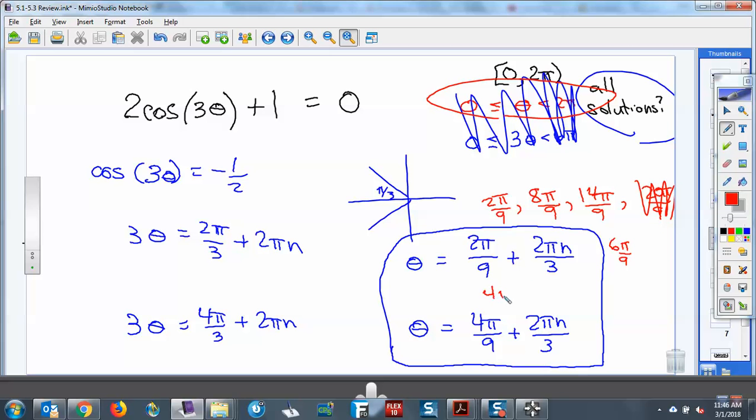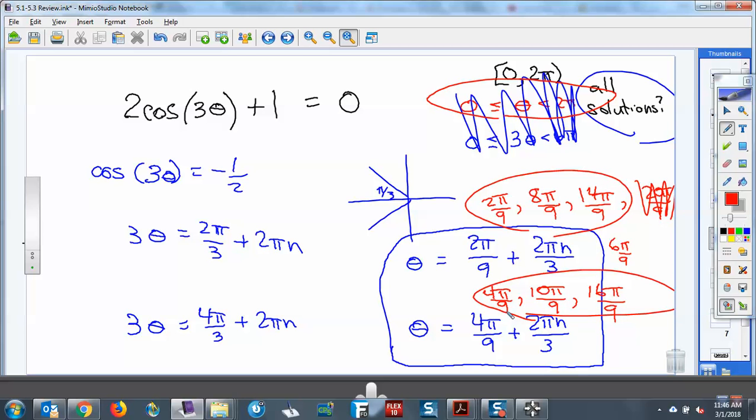And then same thing here. I'd have 4 pi ninths. And then I want to add on 6 pi ninths. That'd be 10 pi ninths. Then I want to add on 6 pi ninths. That'd be 16 pi ninths. And then add on another, that'd be 22. Oh, that's too much. And so I'd have 1, 2, 3, 1, 2, 3.